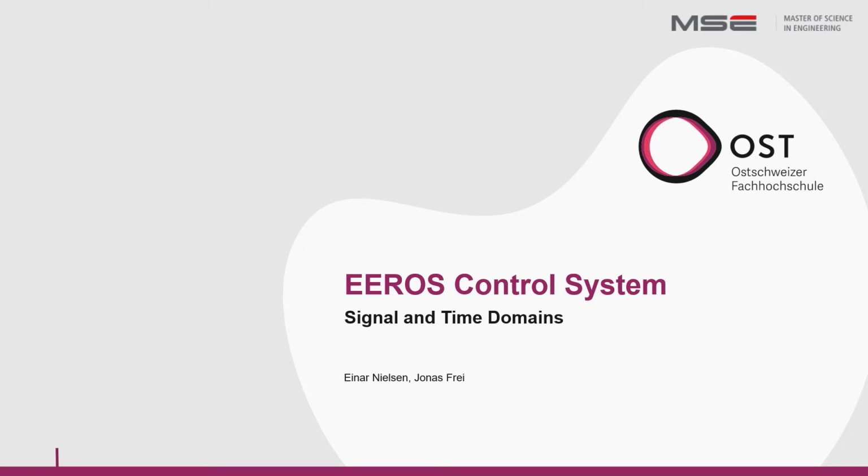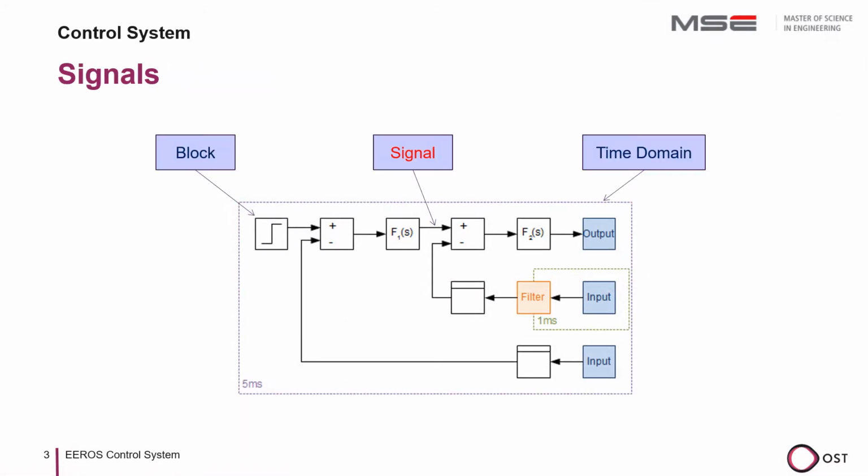In this video, we will dive deeper into the EEROS control system and take a closer look at the concept of signals and time domains. Let's talk about signals. A signal represents a sequence of time-varying physical quantities as used in signal processing and control. Signals are used to connect different blocks in the control system and exchange information between the control system, the sequencer, and the safety system.